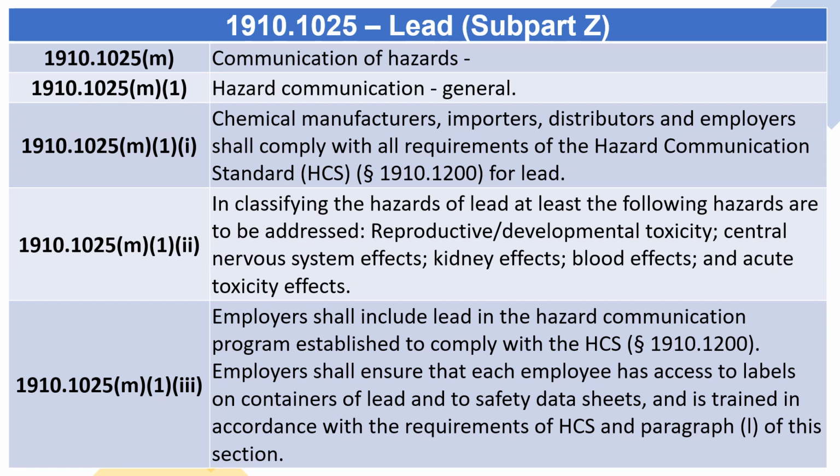1910.1025(m) Communication of hazards. (m)(1) Hazard communication, general. (i) through (iii). Chemical manufacturers, importers, distributors, and employers shall comply with all requirements of the Hazard Communication Standard, HCS, section 1910.1200, for lead. In classifying the hazards of lead, at least the following hazards are to be addressed: reproductive/developmental toxicity, central nervous system effects, kidney effects, blood effects, and acute toxicity effects.